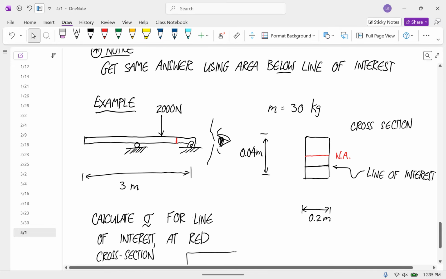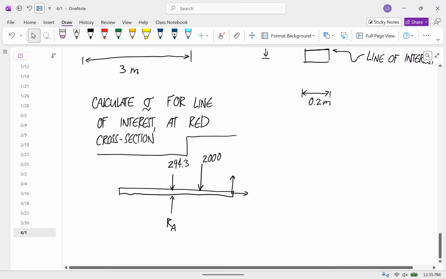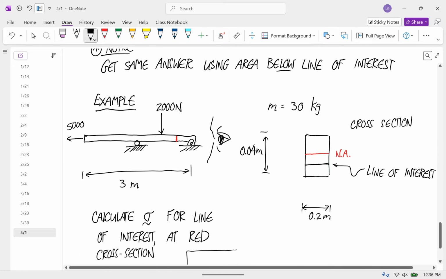Oh, let me put something else in here. Let's put this guy in too. Let's say this is 5,000. That's just going to give us an internal tension value. And we'll call this RB. Okay? How did you figure out the 294.3? That is 30 kilograms times 9.81.